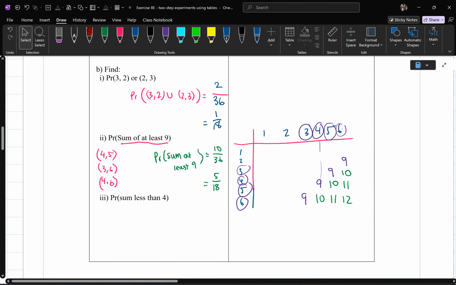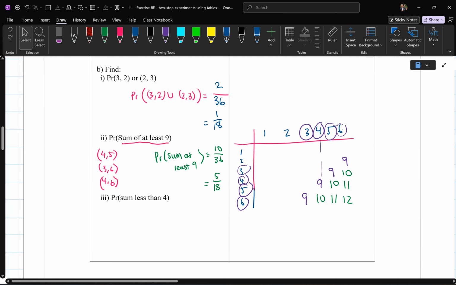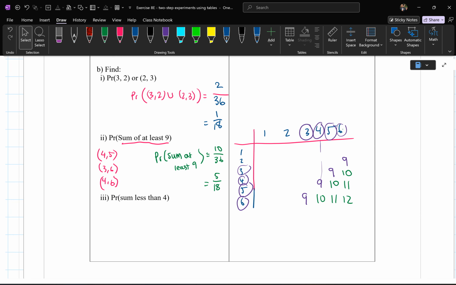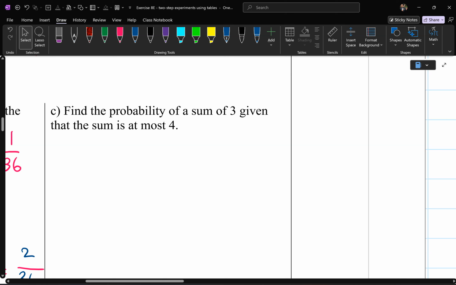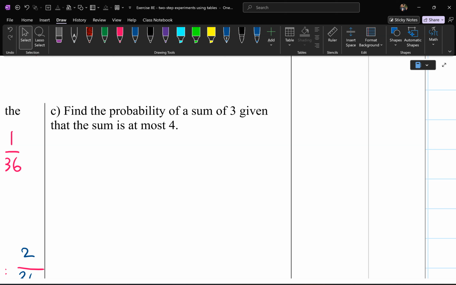Sums less than 4. Again, you can use a two-way table, or you can do it intuitively. I'm going to pause the video. I want you to answer C. Let's go. Find the probability of a sum of 3, given that the sum is at most 4.